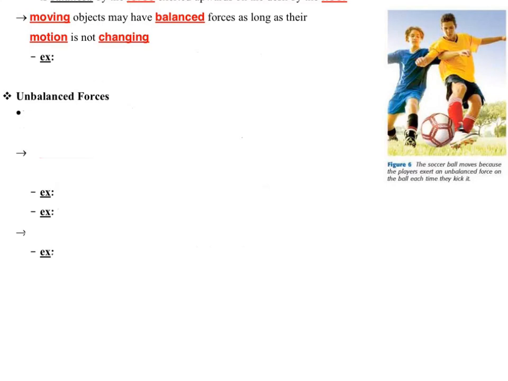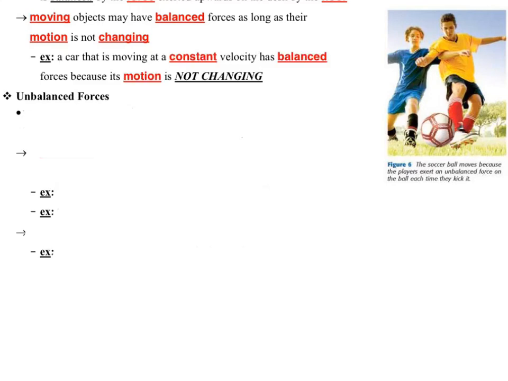We'd say if there is a car that is moving at a constant velocity, that means it is moving at a constant speed and it is not changing direction, it can have balanced forces because the motion of the car would not be changing. It'd be moving at a constant speed and in a straight line, so it would have balanced forces because its motion would be constant. All right.